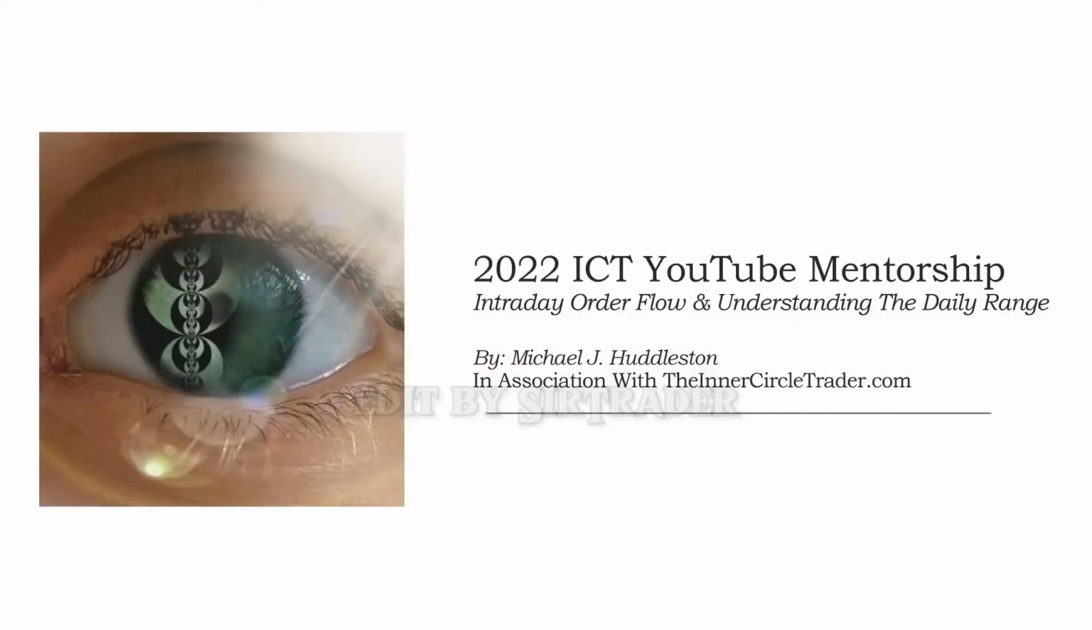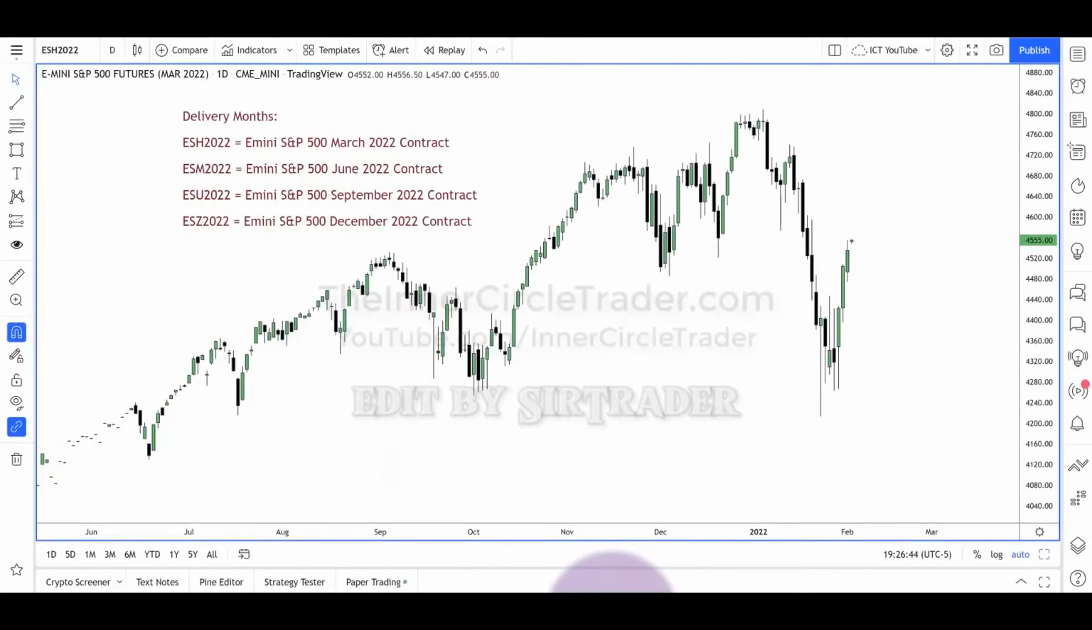This is the 2022 ICT Mentorship, and this lesson is going to be intraday order flow and understanding the daily range. All right, folks, we're looking at tradingview.com. These things that I'm teaching today are directly linked to index futures, like S&P, NASDAQ, and the Dow. You can use the Russell 2000. Those are the markets that I'm targeting with the lessons.